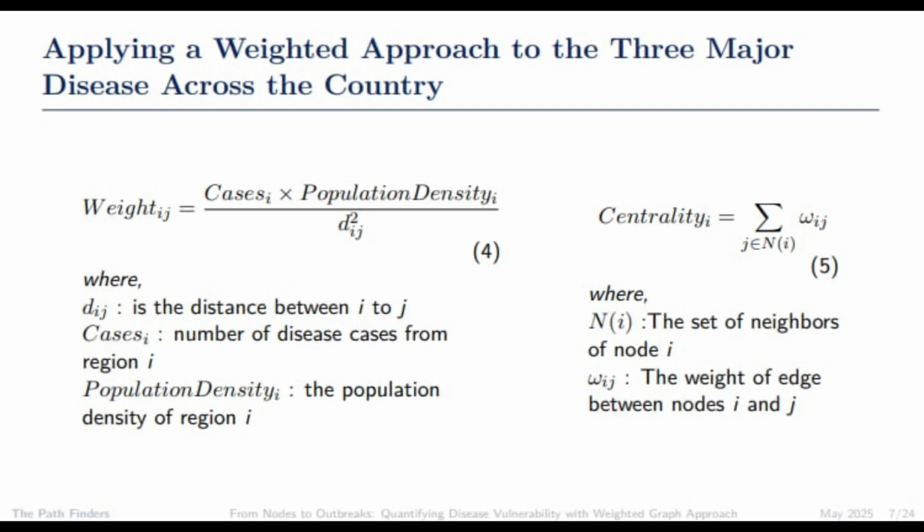And the centrality of node i is the sum of the weights of the edges between node i and all its neighbors j, where Ni is the set of neighbors of node i, and W sub ij is the weight of the edge between nodes i and j. In simple terms, it adds up how strongly node i is connected to its neighboring nodes. We can calculate it using Microsoft Excel for better accuracy. So here, we will see the results of the study that we conducted.